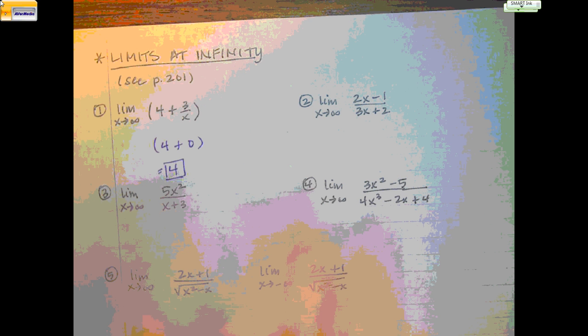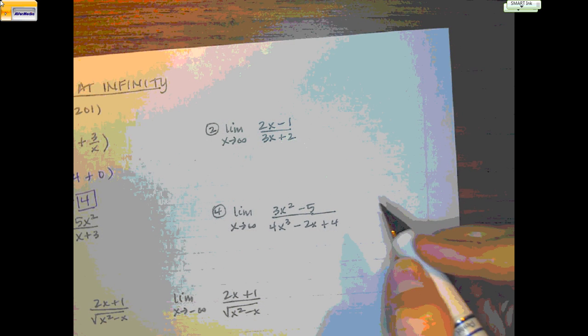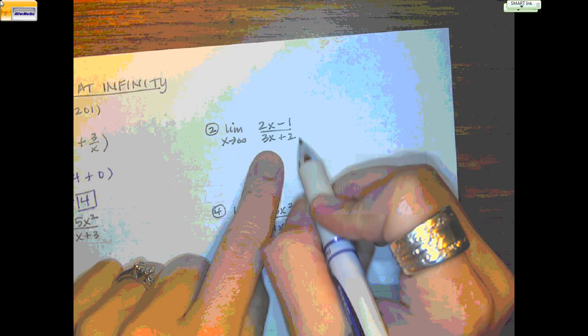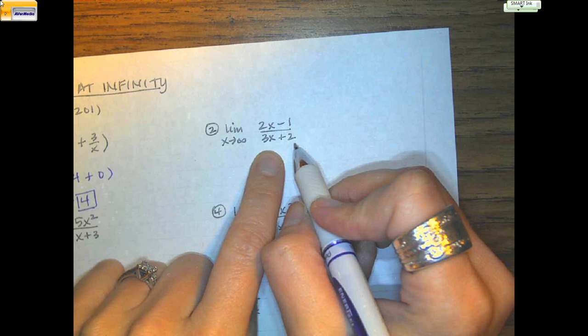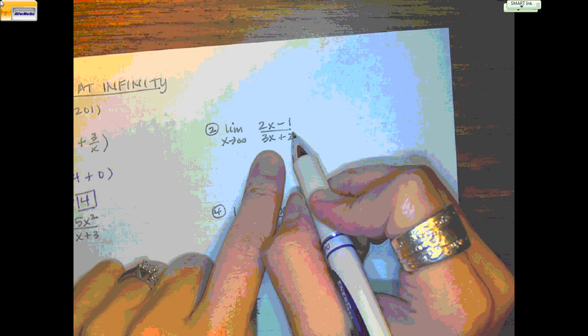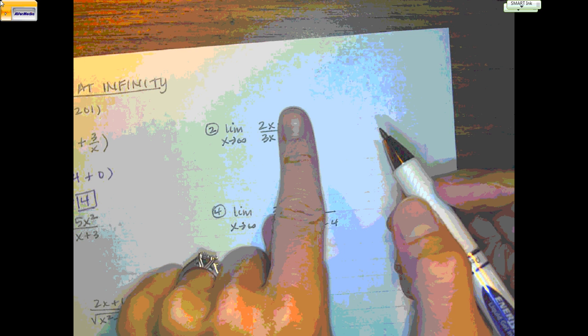Let's look at the next one, number 2. Now, here is something to think about. We're shoving in gigantic numbers into these, and you're going, well, this one has a -1 and this one has a +2. Think about it. If you're Bill Gates and you've got an infinite amount of money, and you lose $1, are you going to spend much time looking for that dollar? Probably not. In the grand scheme of things, that dollar doesn't matter at all. So let's just pretend like those aren't there because they really don't matter.